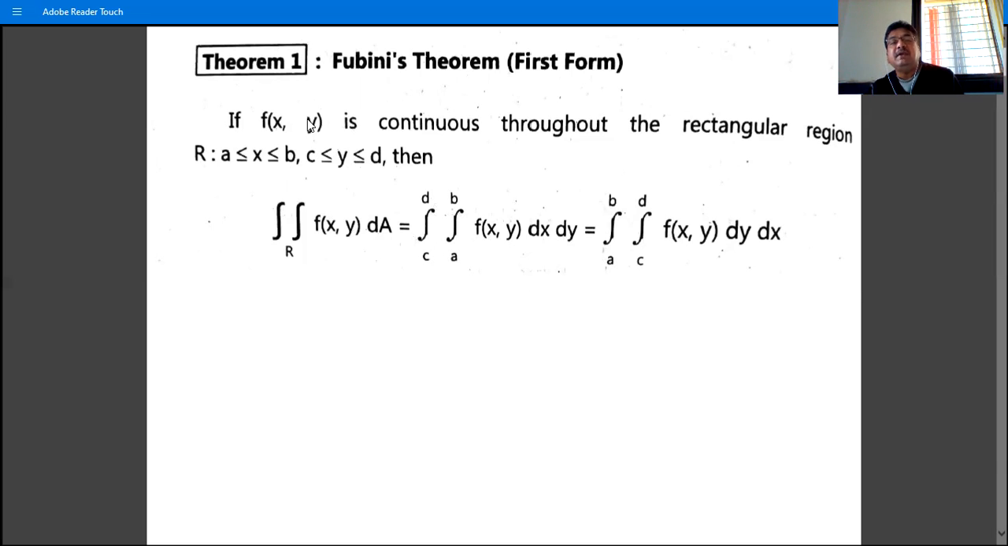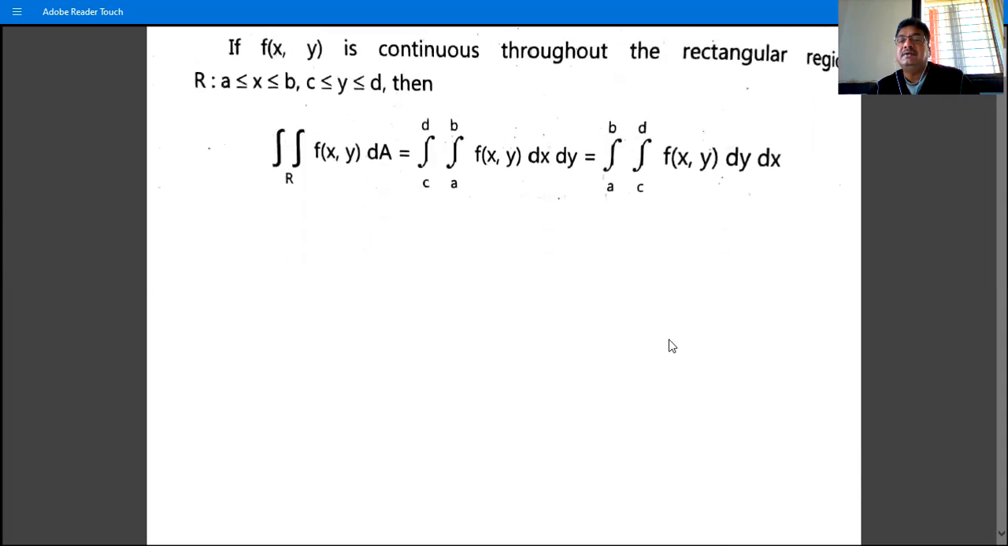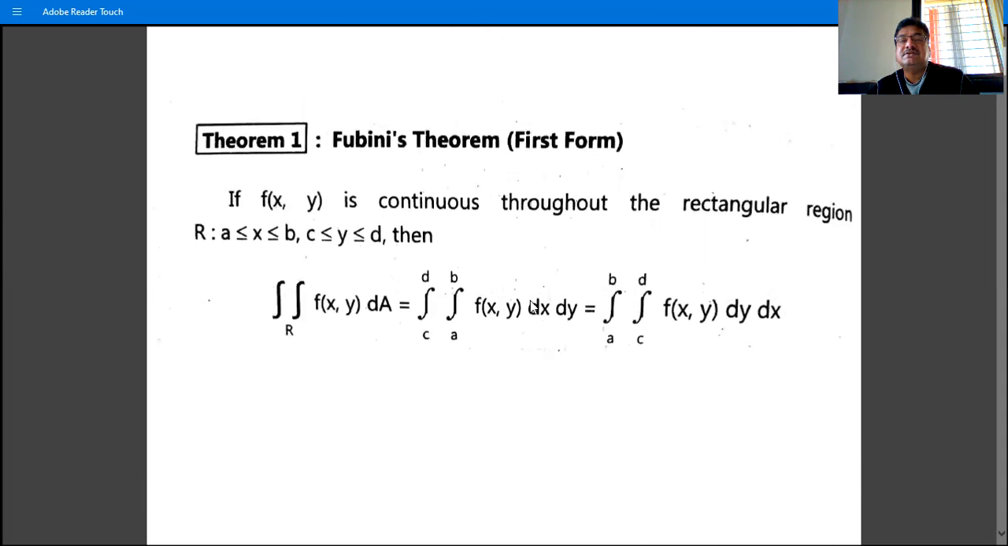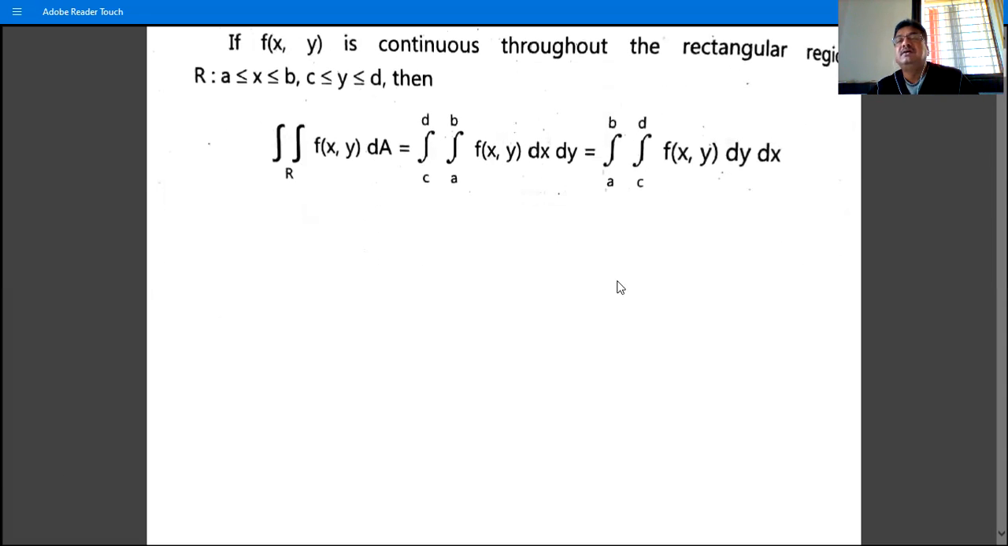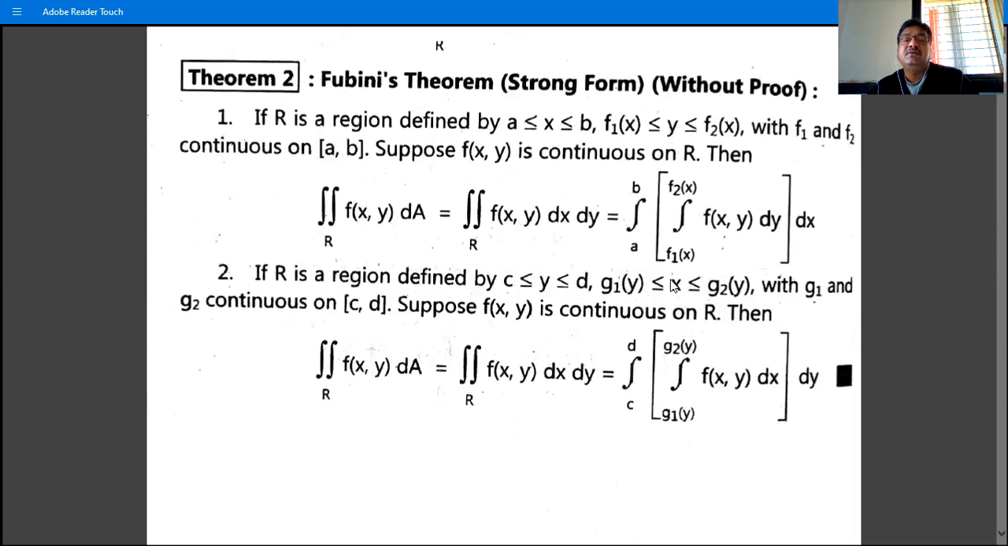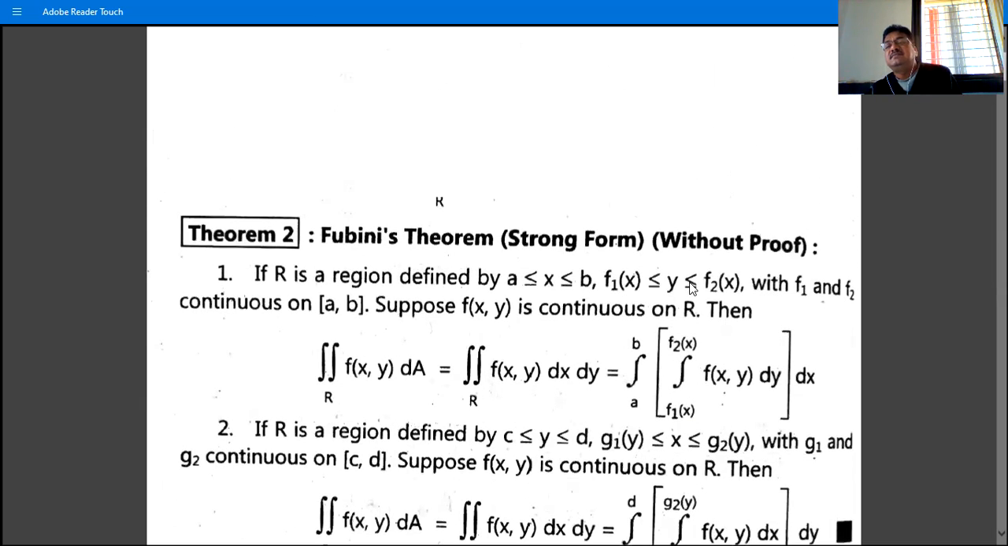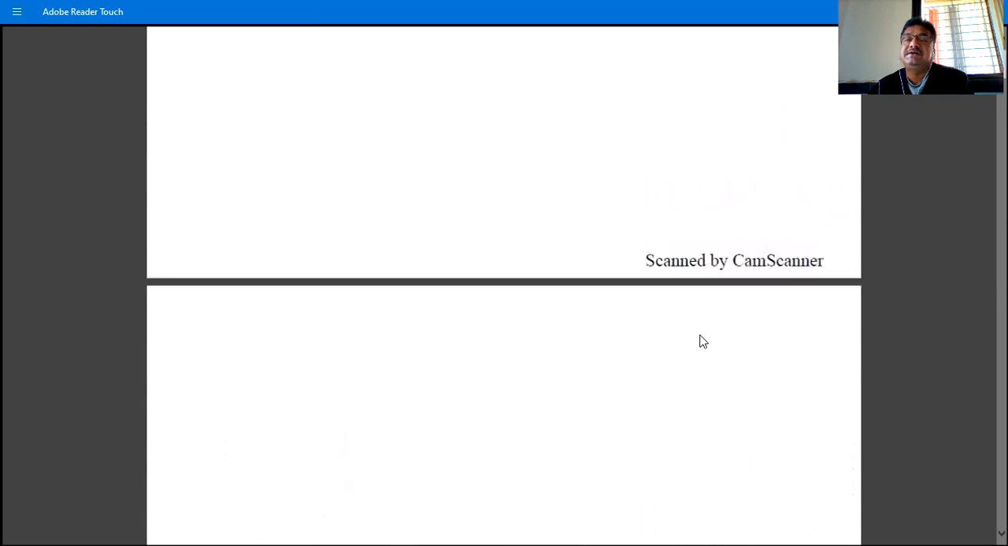But this holds if f(x,y) is continuous throughout the rectangular region. If the function f(x,y) is not continuous, then these two may or may not be equal. So in this example, if f(x,y) is continuous, then we can change the order of integration very easily if the limits are constants. And if the limits are not constant, then in order to change the order, we can use a strip parallel to the x-axis or y-axis.